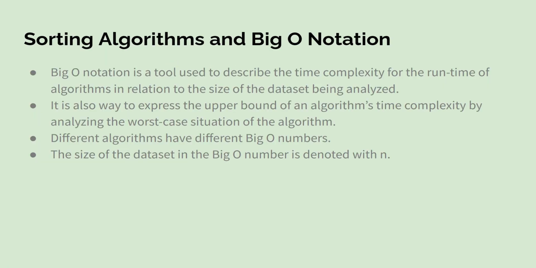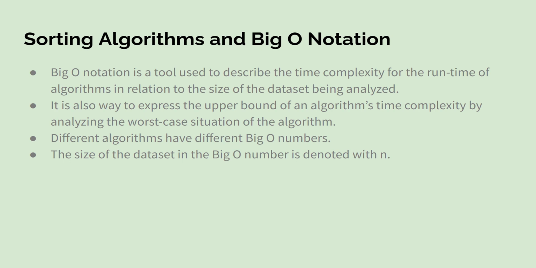So to start off with sorting algorithms and big O notation. Big O notation is a tool used to describe the time complexity, or the runtime, of an algorithm in relation to the size of the data set being analyzed. So something that has a big O notation of O(N), where N is just the size of the data set, is going to finish faster than one that is O(N squared), N squared being that size again.